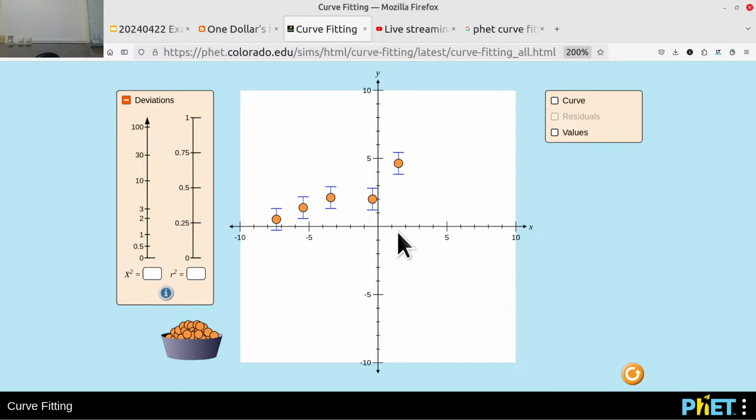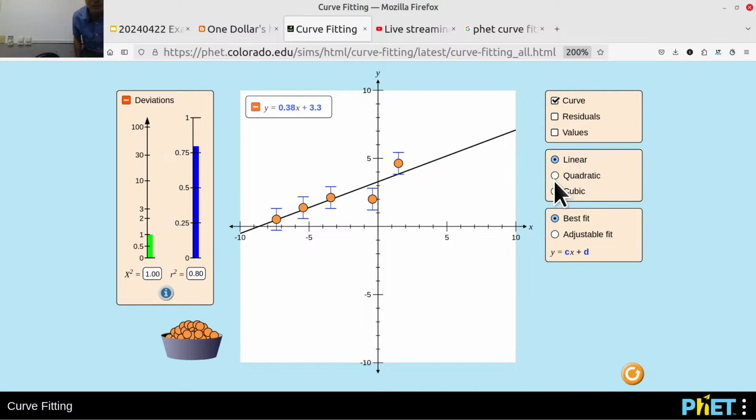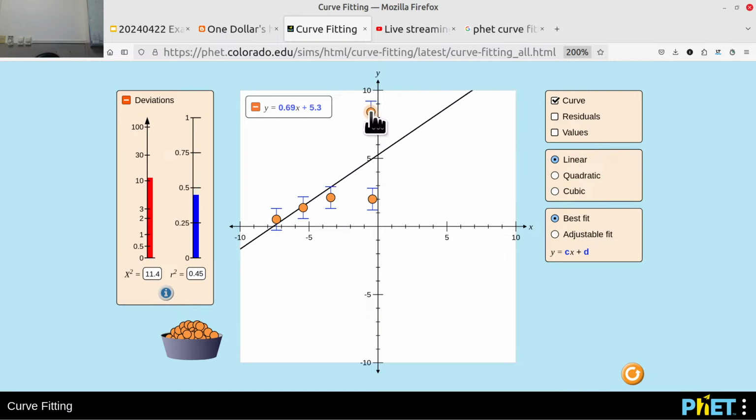Then check curve. Then check curve. Just select the linear model here. Okay, finish this part. After you finish this part, please move 1 point far away the line and check the R-square value here.